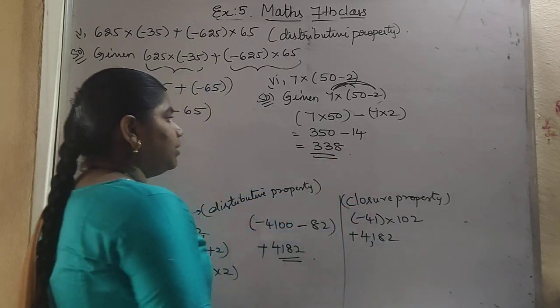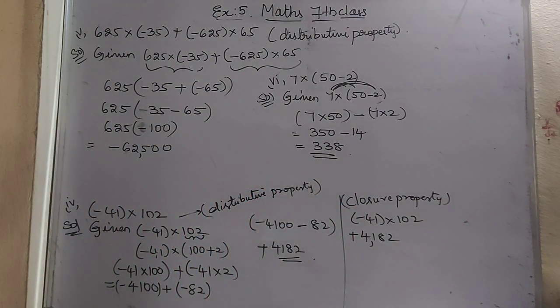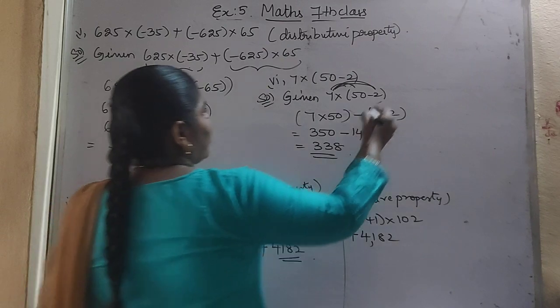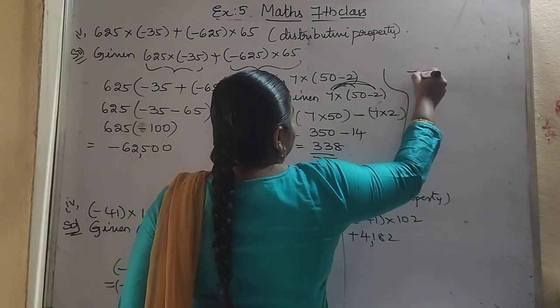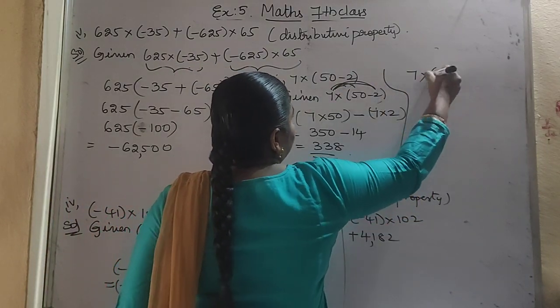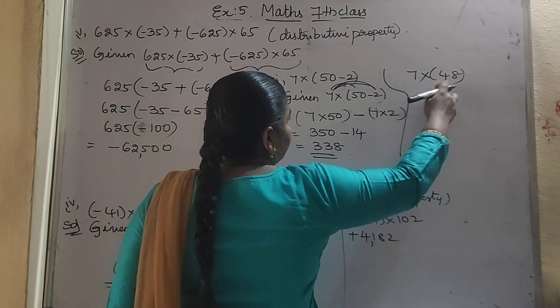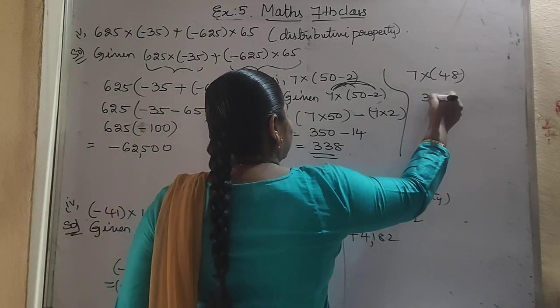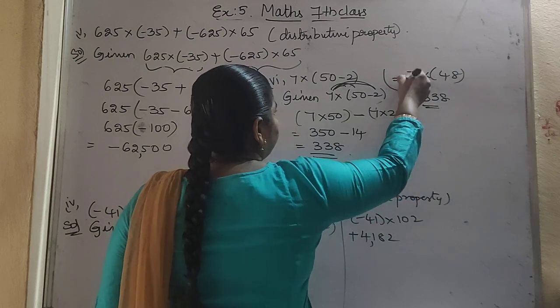338. So what is the result here? 338 by using the distributive property. You can do this in one more method. That is 7 into 50 minus 2, which is how much? 48. So 7 into 48 is how much? 338. So in this way also you can do the problem.